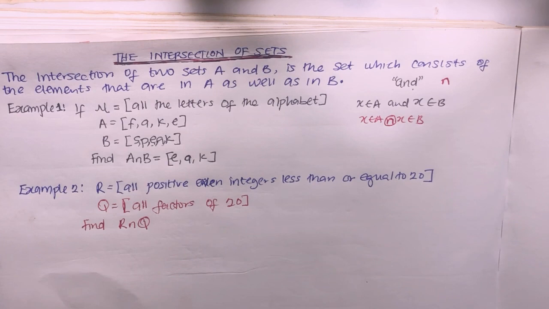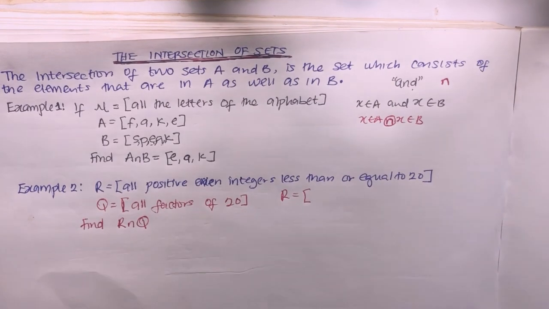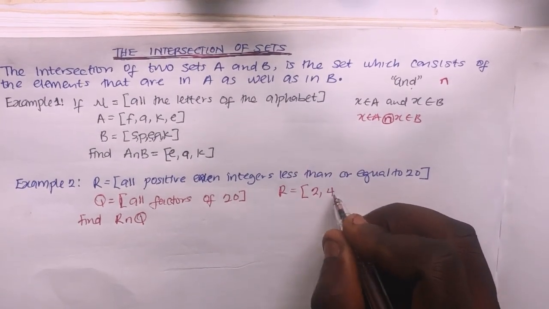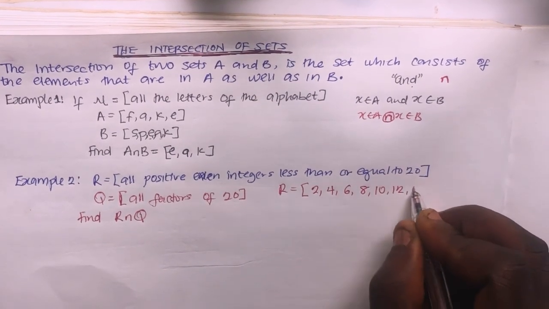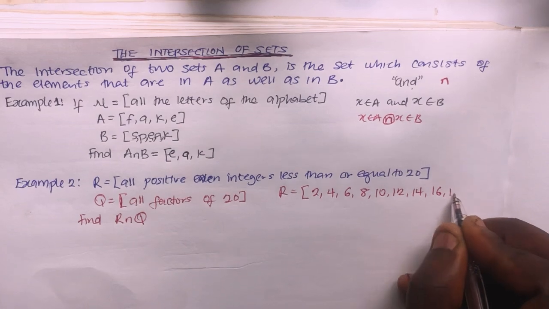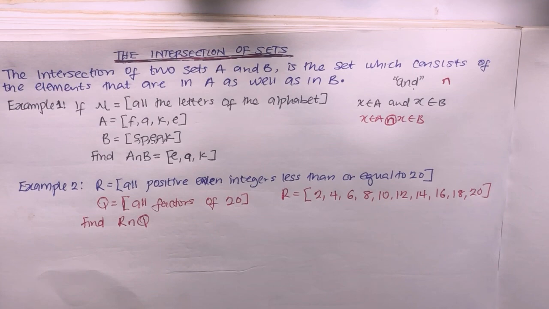Then let's check the second case. R equals all positive even integers less than or equal to 20. That is, they are even numbers but positive, and less than or equal to 20. So R will be 2, 4, 6, 8, 10, 12, 14, 16, 18, and also 20. We stop here because they are all positive even integers less than or equal to 20. Then Q equals all factors of 20.